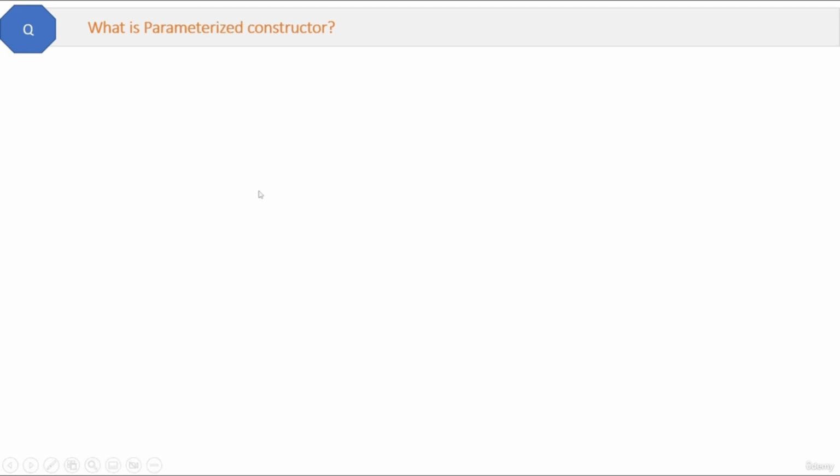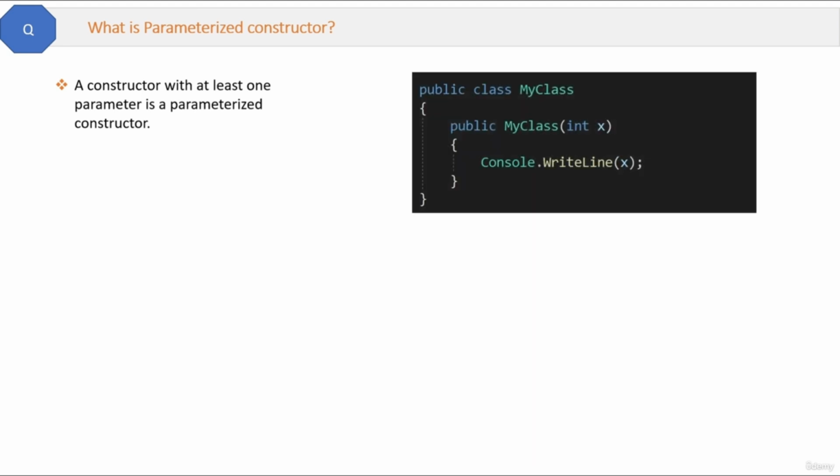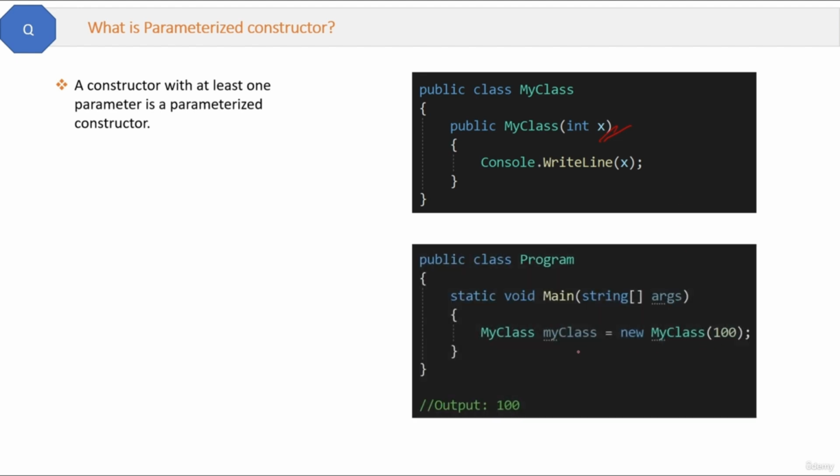What is parameterized constructor? A constructor with at least one parameter is called a parameterized constructor. See the code here, one parameter x in the myClass constructor. Now see the code inside the main method. When you are creating the object of this myClass, then you can pass the parameter inside the brackets like this. Then this class constructor above here will receive the parameter value in the x parameter. And finally, it will print this x parameter value, which is 100 in our case. So that is sweet and simple and easy.